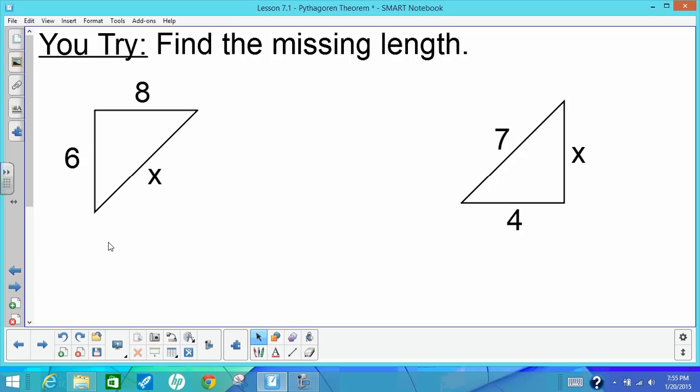So that was it. Kind of a quick review here of the Pythagorean theorem. Try these two problems, one where the hypotenuse is missing and one where the leg is missing. So find the missing length of the side using the Pythagorean theorem.